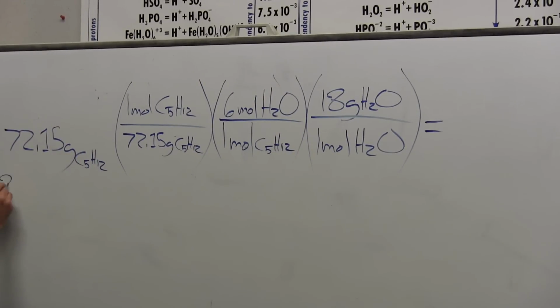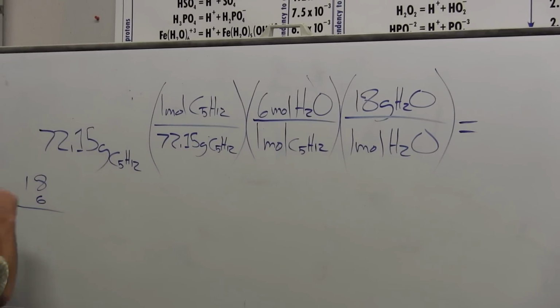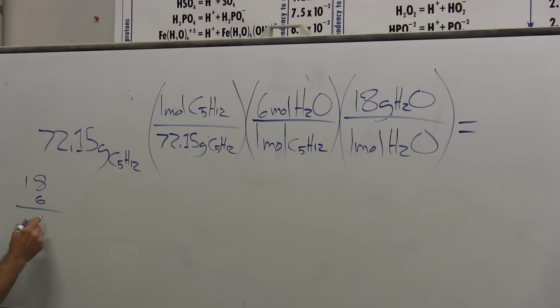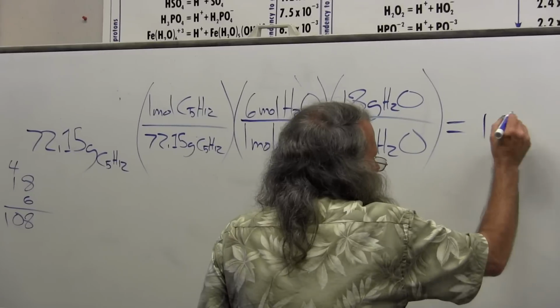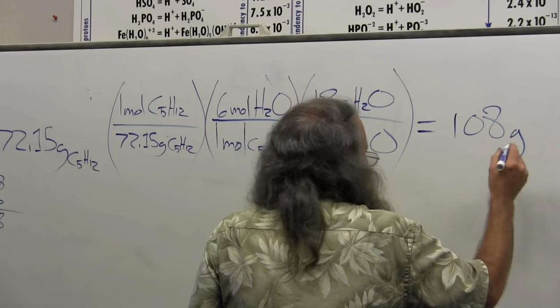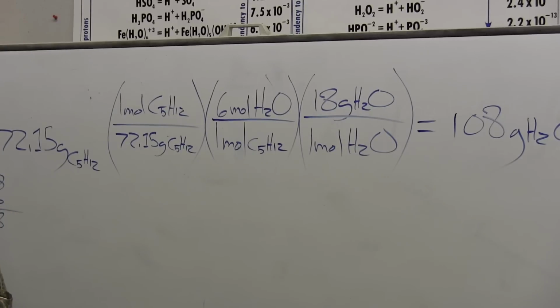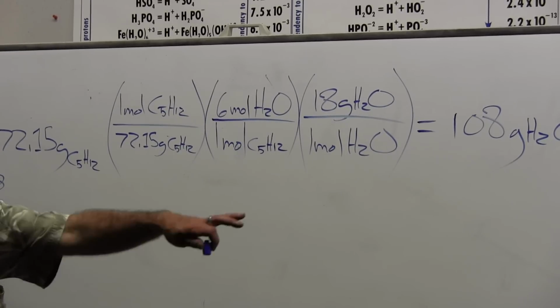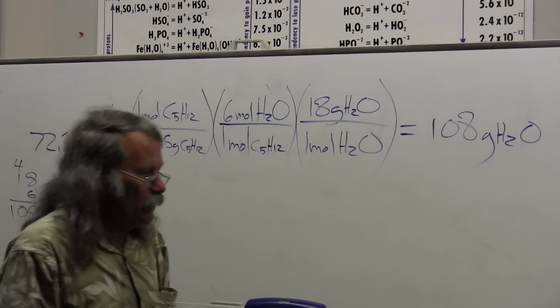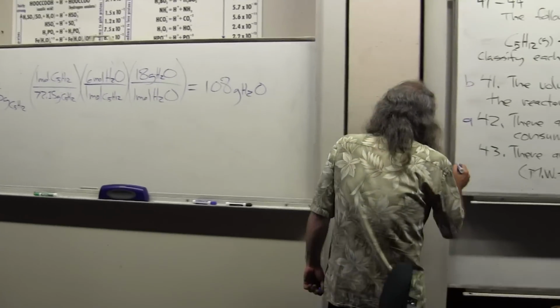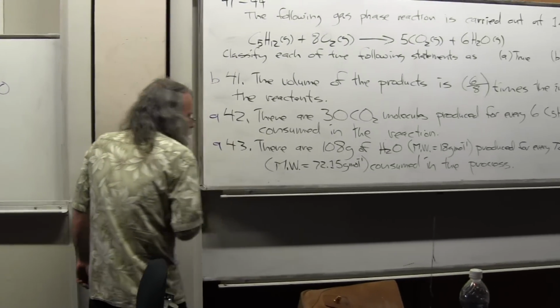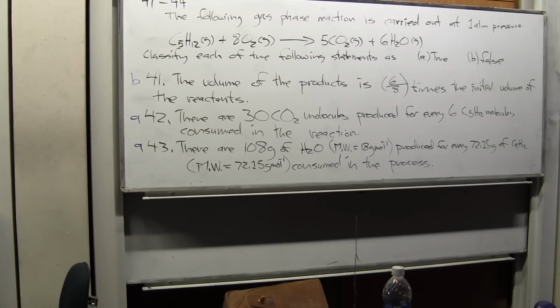I have 18 times 6. And 6 times 8 is 48. And 1 times 6 is 6, and 4 is 10. Equals 108 grams of H2O, which is the desired units. Now, let's look at the problem. Turns out that 108 was what was projected, so that is indeed a true statement.